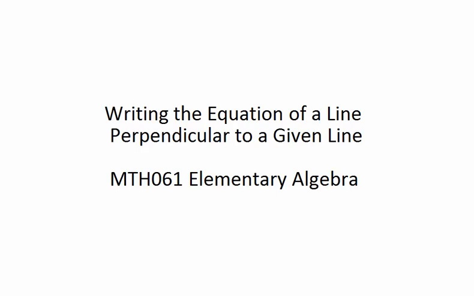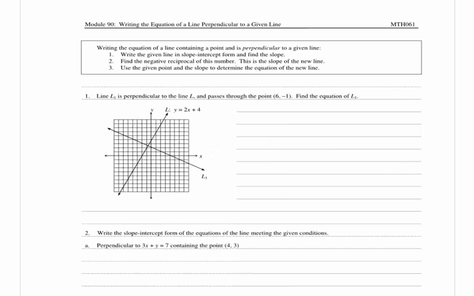In this video, we're going to be writing the equation of a line perpendicular to a given line. And writing the equation of a line containing a point and is perpendicular to a given line: one, we want to write the given line in slope-intercept form and find the slope. Two, find the negative reciprocal of this number, and this is the slope of the new line. And three, use the given point and the slope to determine the equation of the new line.